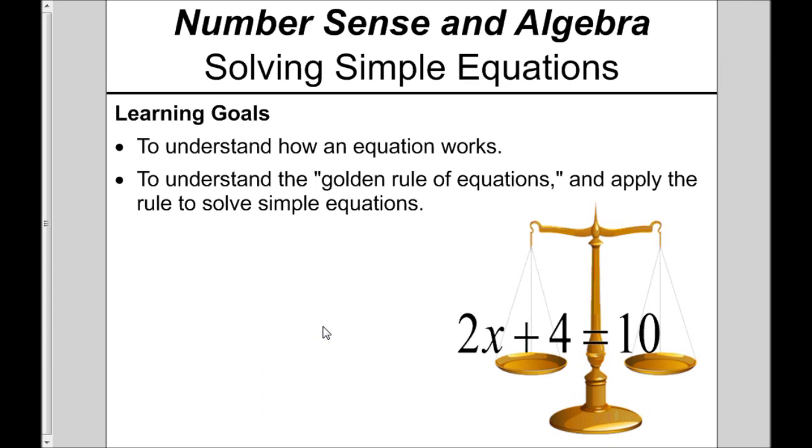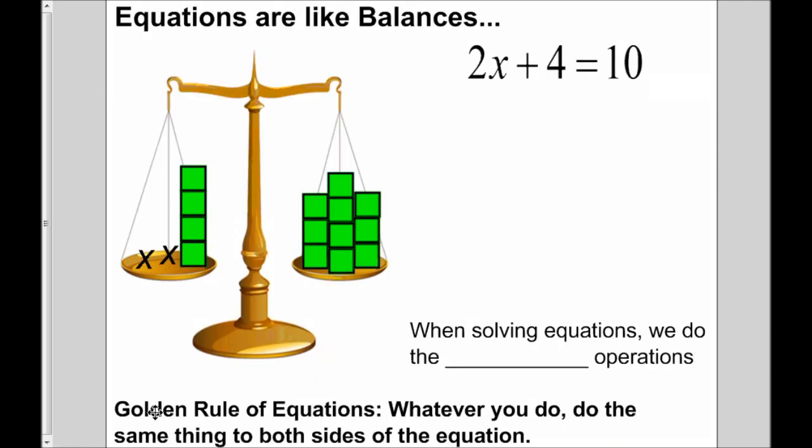The learning goals for this video are to understand how an equation works, to understand the golden rule of equations, and to apply the rule to solve simple equations. So here's an example of a simple equation, and we're going to use a balance analogy for this.